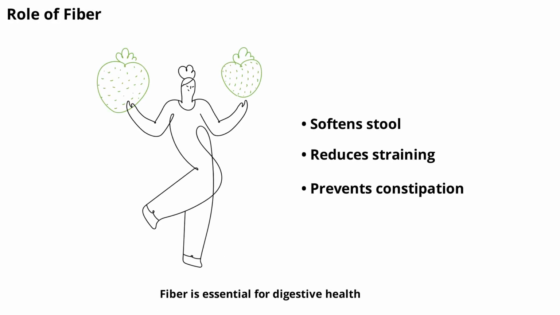Fiber is essential for digestive health. It softens stool and makes it easier to pass, reducing the need to strain. Foods rich in fiber include fruits, vegetables, whole grains, and legumes. Increasing fiber intake can help prevent both constipation and hemorrhoids, making it a key part of any prevention plan.